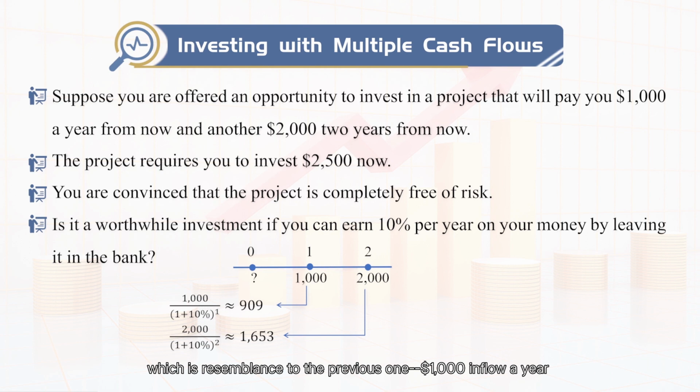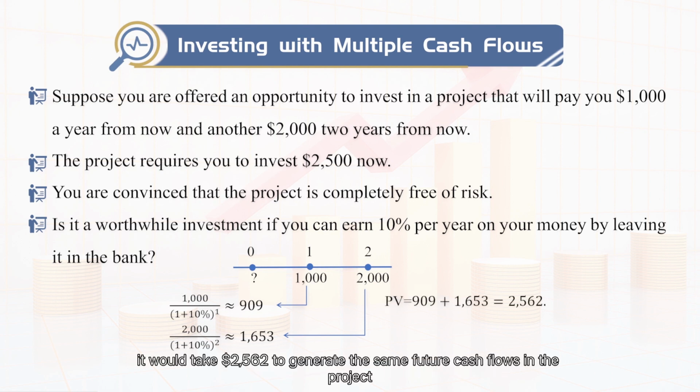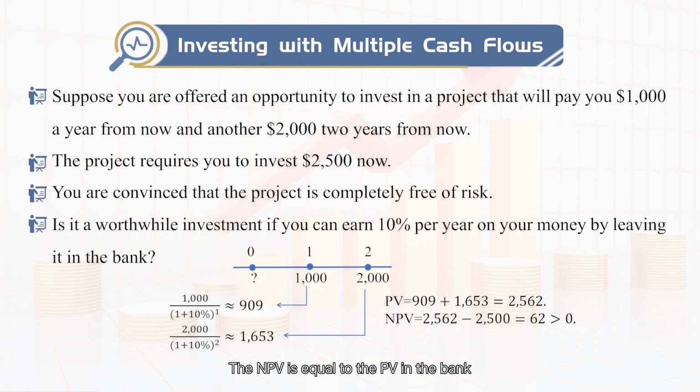$1,000 inflow a year from now and $2,000 inflow 2 years from now. If you put your money in the bank, it would take $2,562 to generate the same future cash flows as the project. The NPV is equal to the PV in the bank, $2,562, minus the PV of the project, $2,500, which is $62. It's positive. By the NPV rule, this project is a worthwhile investment.